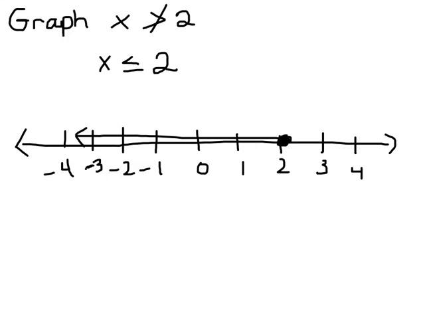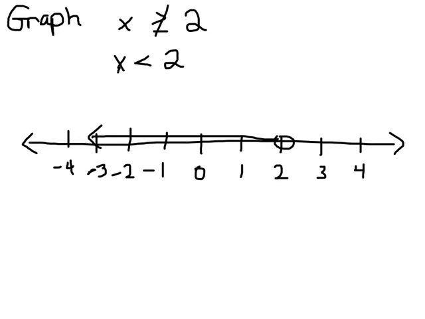This says graph x is not greater than 2. So we make it a true statement by saying x is less than or equal to 2. We're going to use a closed circle on the number 2, and then if x is less than, then we're going to make our line go to the left.